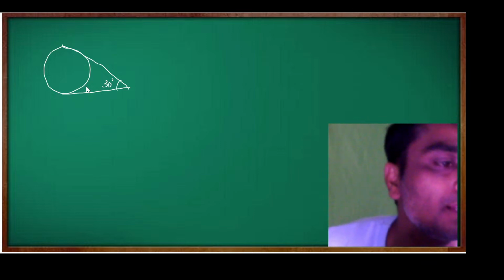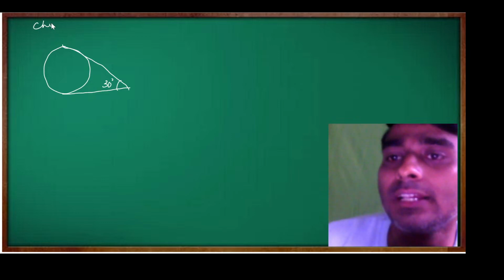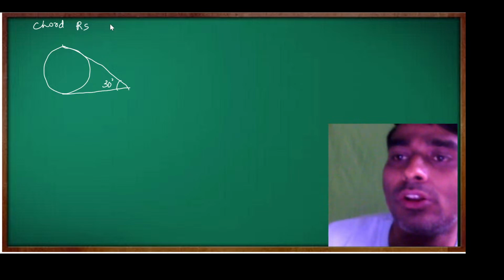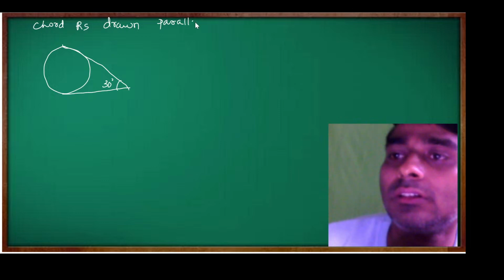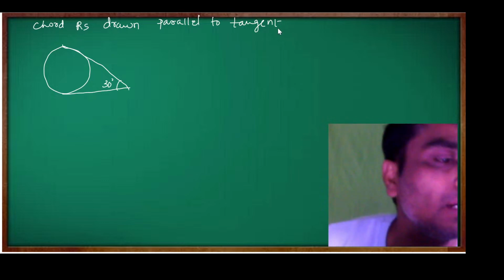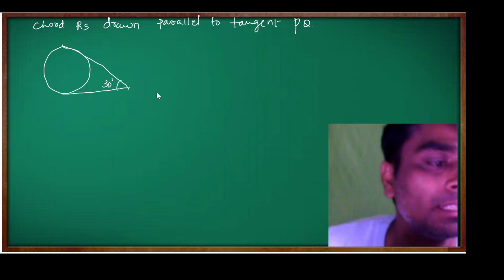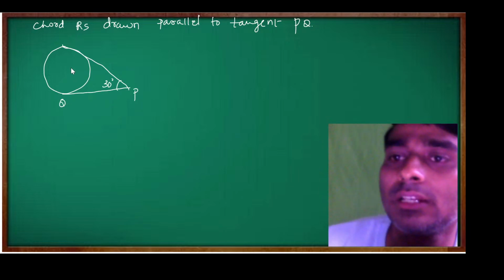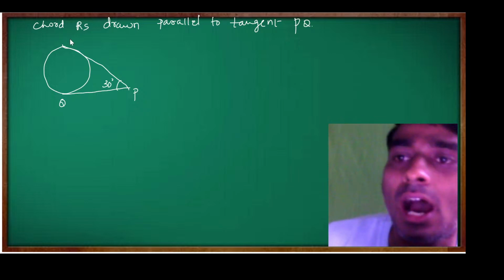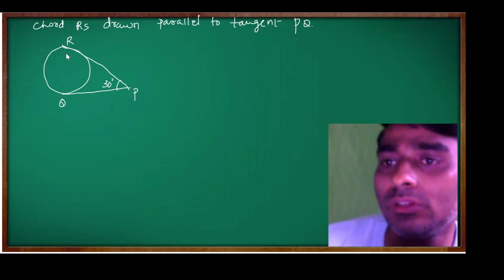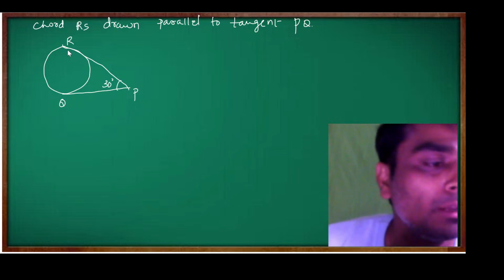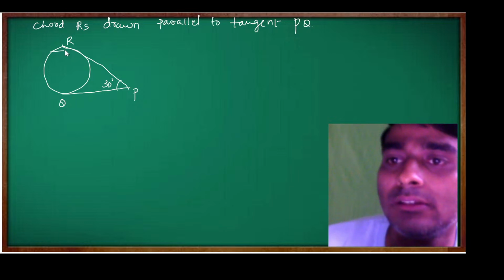A chord RS is drawn parallel to the tangent PQ. Chord RS is drawn parallel to tangent PQ. So P here, Q here. Let this be R here. Now the line parallel to this tangent, we will start from R and will just draw like this.